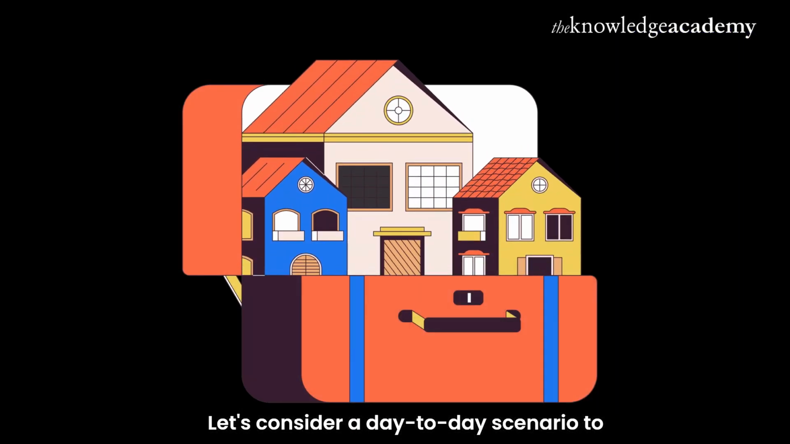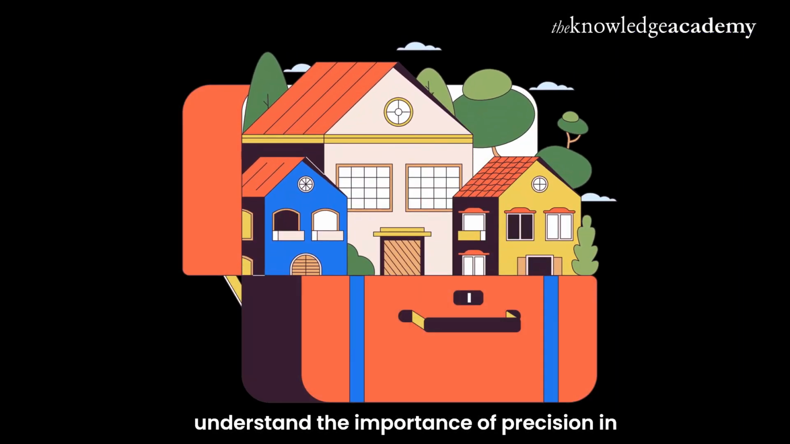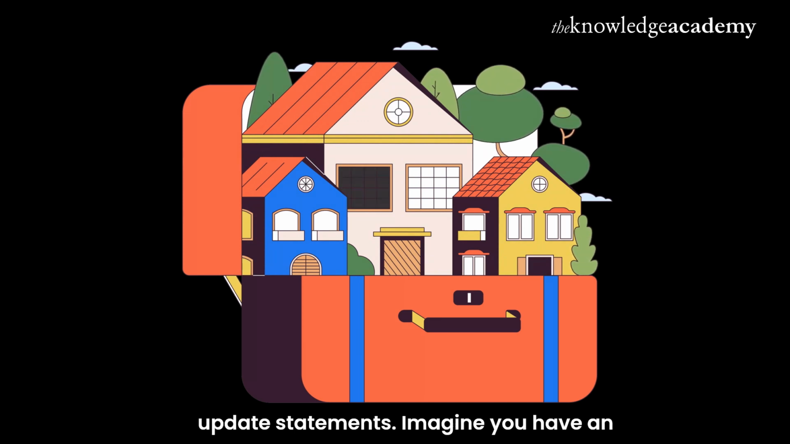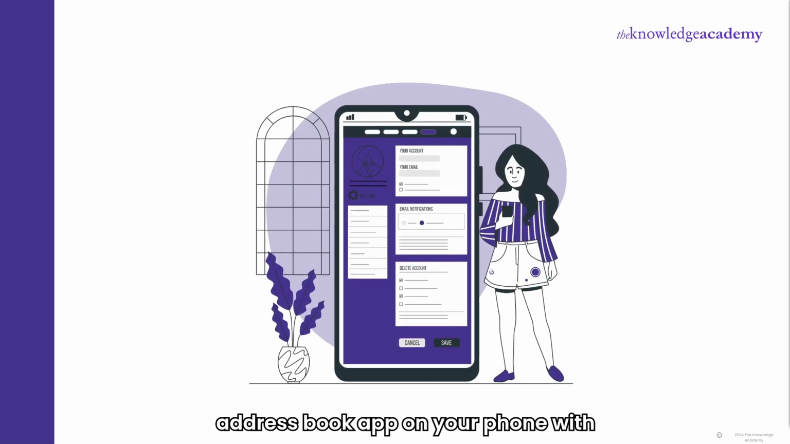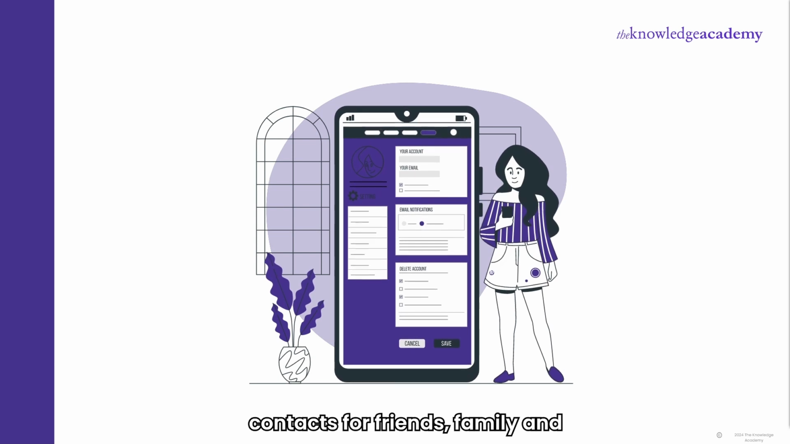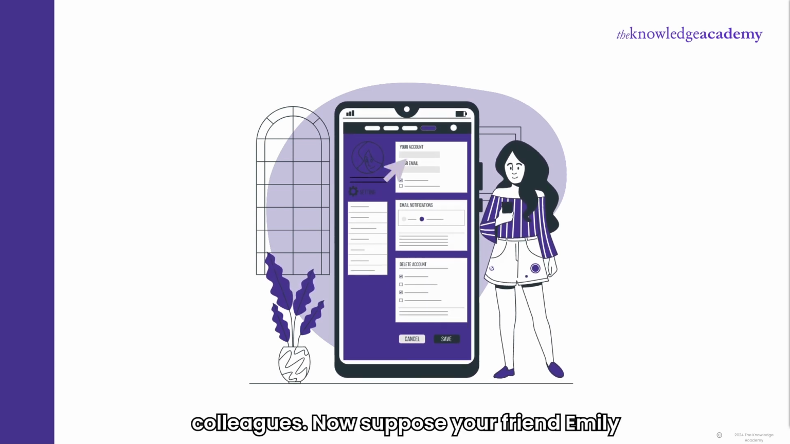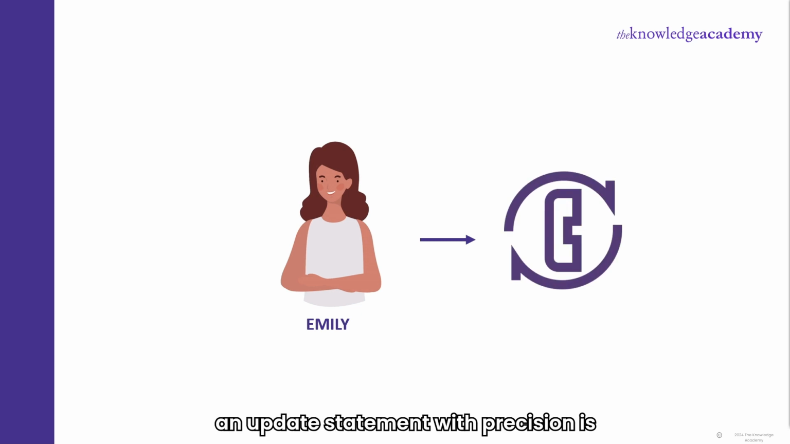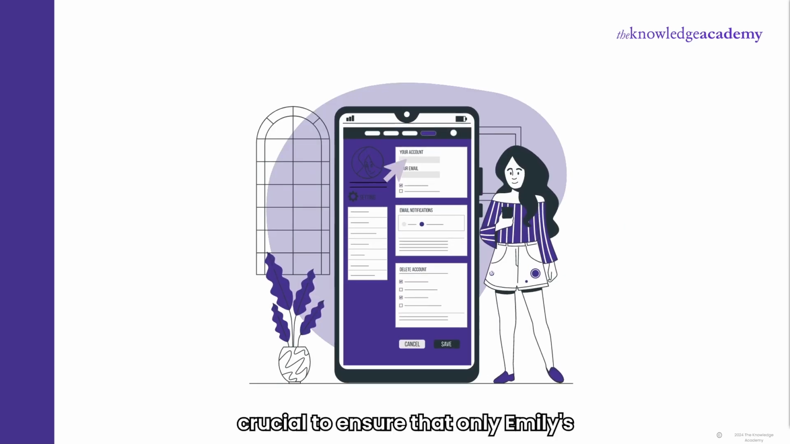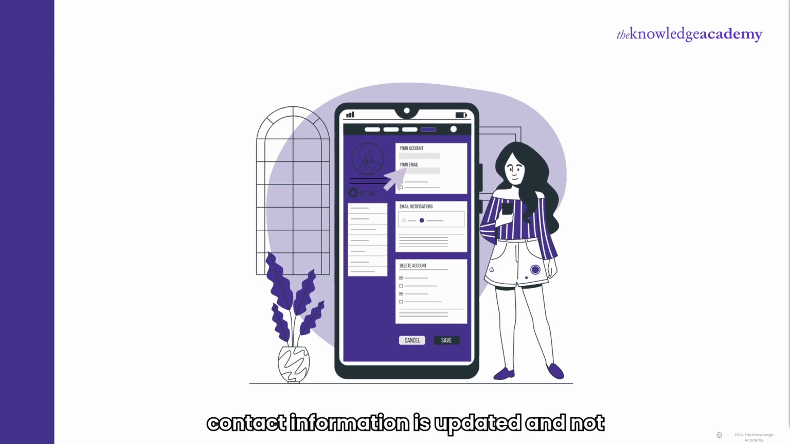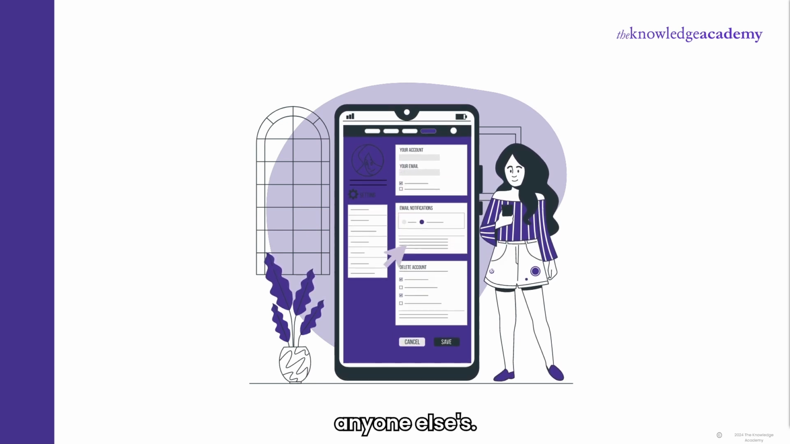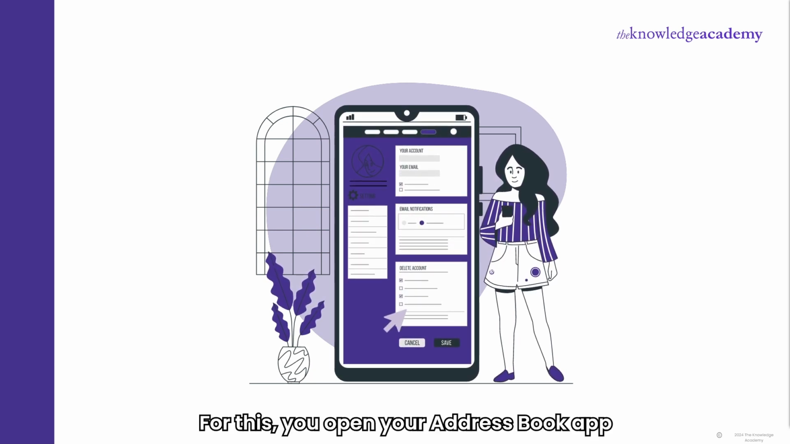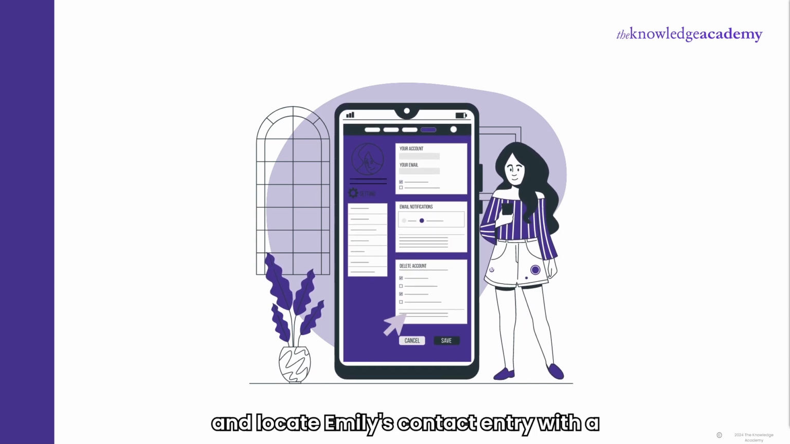Let's consider a day-to-day scenario to understand the importance of precision in update statements. Imagine you have an address book app on your phone with contacts for friends, family, and colleagues. Now, suppose your friend Emily recently changed her phone number. Using an update statement with precision is crucial to ensure that only Emily's contact information is updated and not anyone else's. For this, you open your address book app and locate Emily's contact entry.